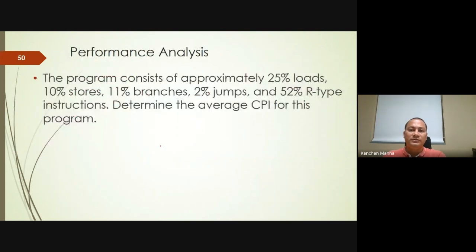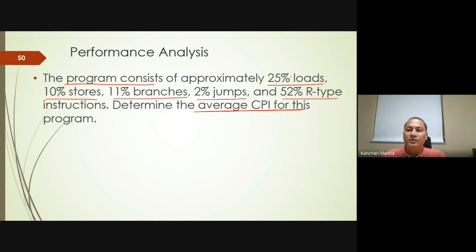So now you see we have designed the processor. Now we have to find out the performance of that processor. As it is a general purpose processor, it executes only the program, and program means a set of instructions. That program has these characteristics: 25% load instruction, 10% store instruction, 11% branch instruction, 2% jump instruction, and 52% ALU instruction. Now we have to find out the average CPI for this.